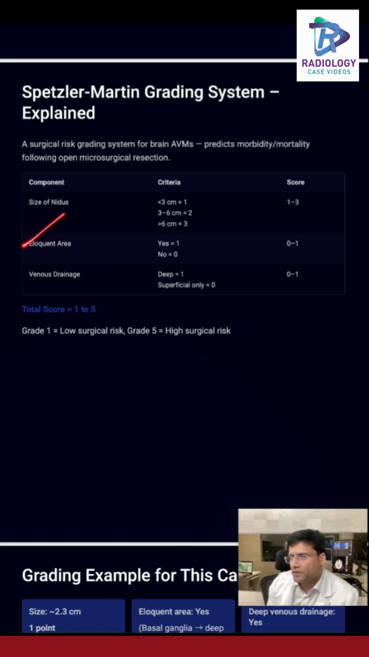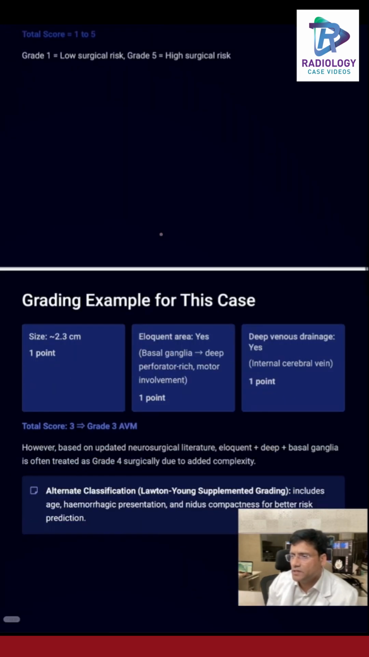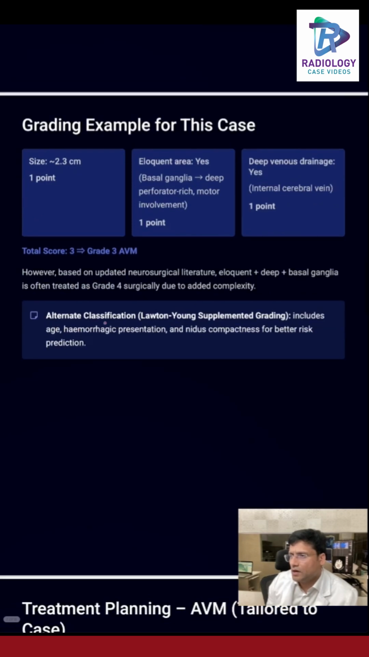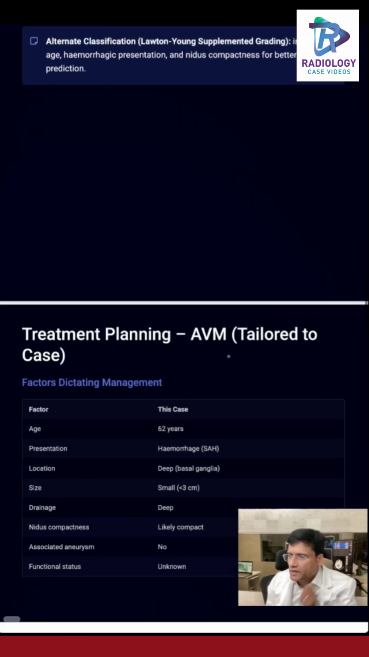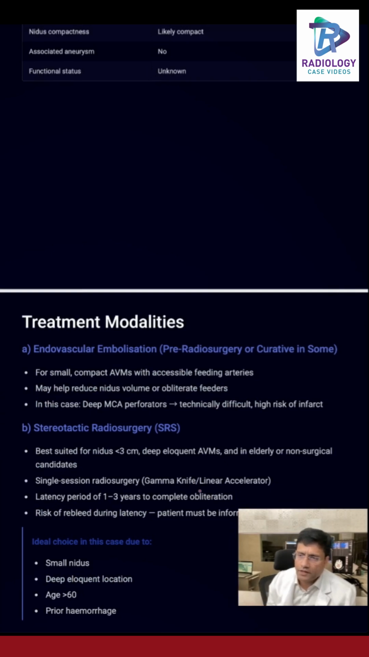We should also consider whether it's an eloquent area, and we should consider the venous drainage in these cases. In our case, it was deep venous drainage and it was in eloquent cortex. The only favorable point in our case was the smaller nidus, less than 3 centimeters. Basically, this we have followed. There is also an alternative classification called the Lawton-Young supplemented grading, which includes age, hemorrhagic presentation, and nidus compactness. Treatment planning is ultimately tailored to all these factors: age, SAH, deep basal ganglia involvement, the nidus, whether it's compact or not, and intra-AVM aneurysms, which is again very, very important.